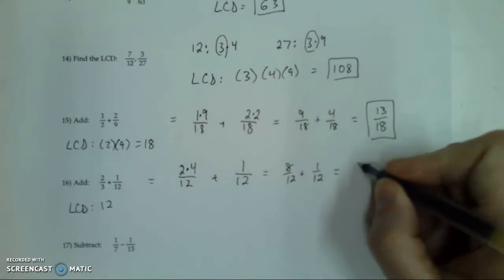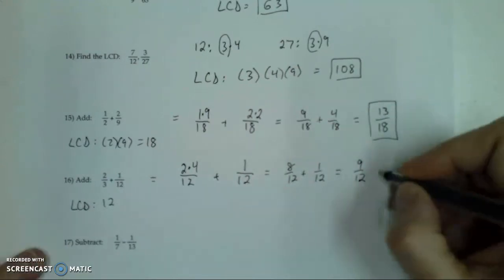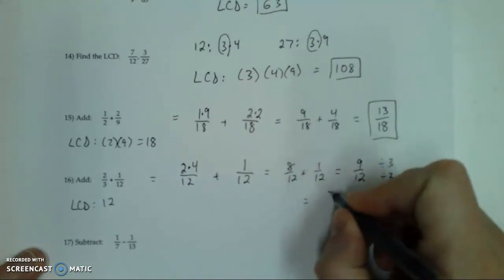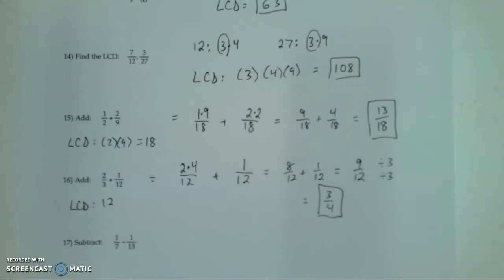And then let's add those numerators up. I get 9 over 12. I'm not quite done yet, though. That's not in lowest terms. Those are both divisible by 3. So I'm going to get 3 over 4 as my final fully reduced answer.